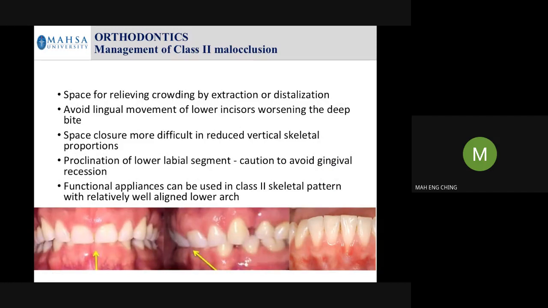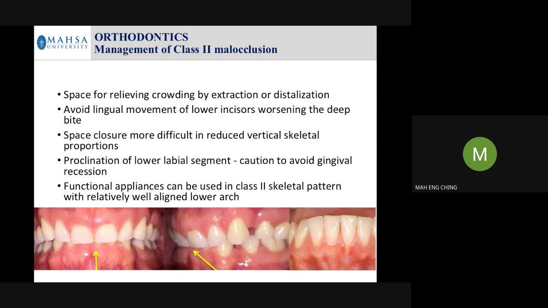Space for relieving crowding by extraction or distalization. Here you have to be really careful. If you have too much space and you retrocline the upper and lower incisors, you're going to cause further deepening of the bite. So usually for Class 2 Division 2, when you come to mild crowding, not too much crowding, you try not to do any extraction. We need to push the upper and lower incisors forward by reducing the interincisal angle, which will cause stabilization of the result.